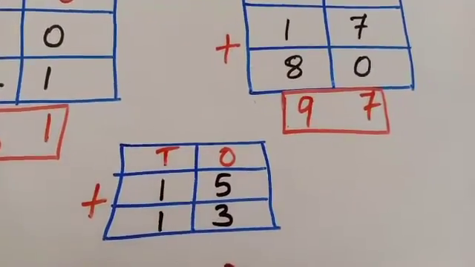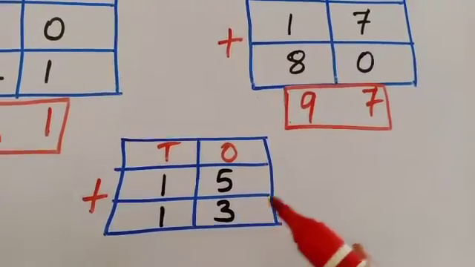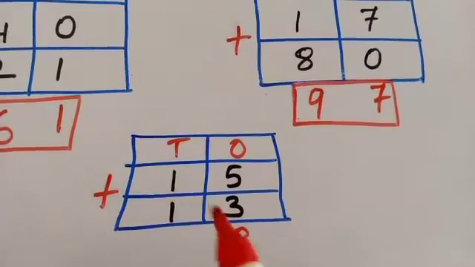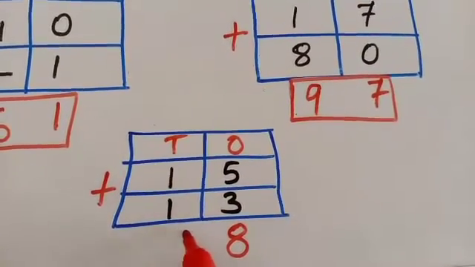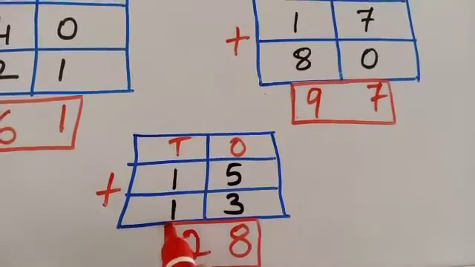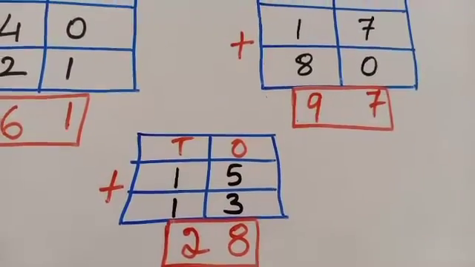Let's count this number. 5 plus 3, 5, after that 6, 7, 8. Write the number. 1 plus 1, how much children? It's 2. So now total how many books are there in a shelf? 28 books. Isn't it? Yes.